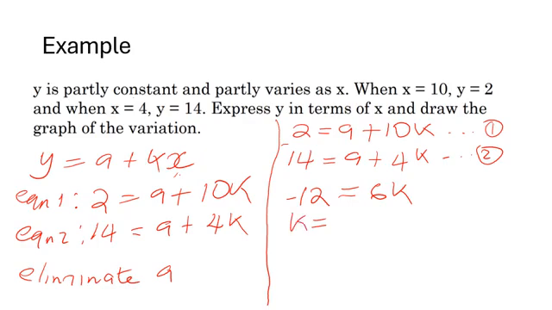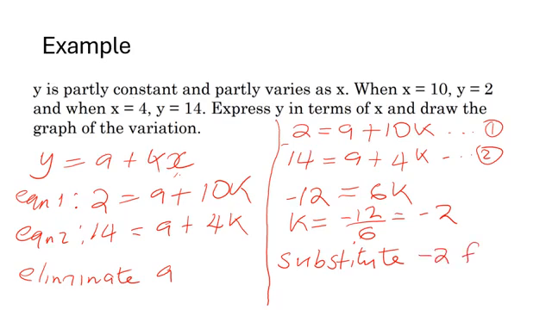k will be equal to, making k the subject of the formula, negative 12 divided by 6, that's negative 2. Okay, that's negative 2. That's okay. And our a, we are just going to substitute negative 2 for k in equation 1.